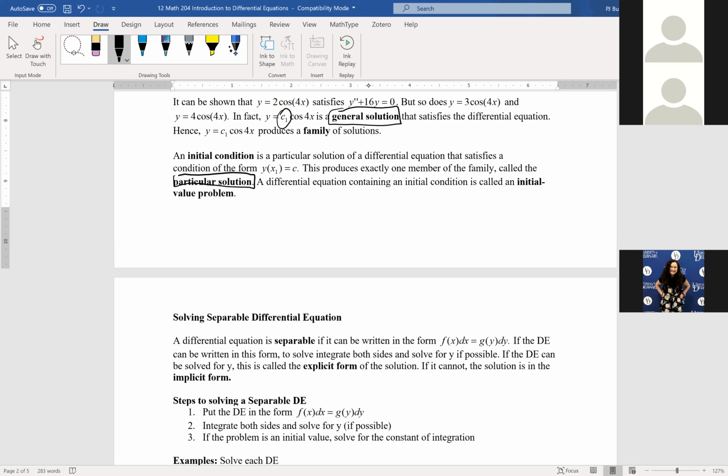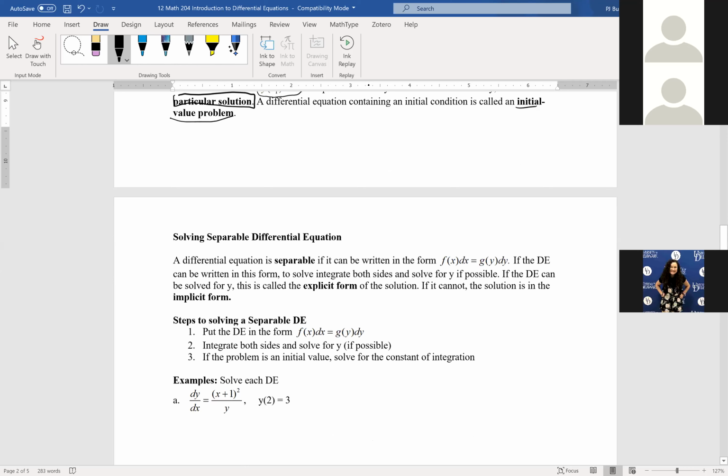Now, if we want one that passes through a particular point, say x1, y1, that is called our initial condition, right? Instead of C there, it could just say y1. So that's an initial condition, or sometimes you'll hear me say initial value because it's called an initial value problem. And if you use that to solve for C1, that is then called a particular solution. So I think we'll get a chance to do that in this next section.